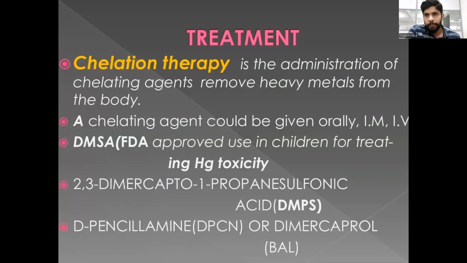The treatment of mercury poisoning involves chelation therapy, in which there is administration of chelating agents which remove heavy metals from the body. A chelating agent can be given orally, intramuscularly, or intravenously. DMSA, which is FDA-approved for use in children for treatment of mercury toxicity, is the most common treatment modality.